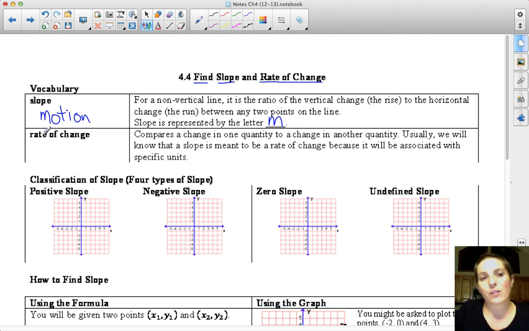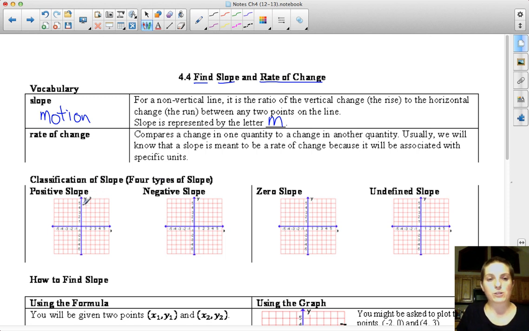Now, the rate of change, we're talking about slope still, but we're comparing change in one quantity to change in another quantity. And we'll really know that we're talking about a rate of change because we'll have specific units. But rate of change and slope are interchangeable. Now, we have 4 types of slope that we'll be looking at: positive slope, negative slope, zero slope, and undefined slope.